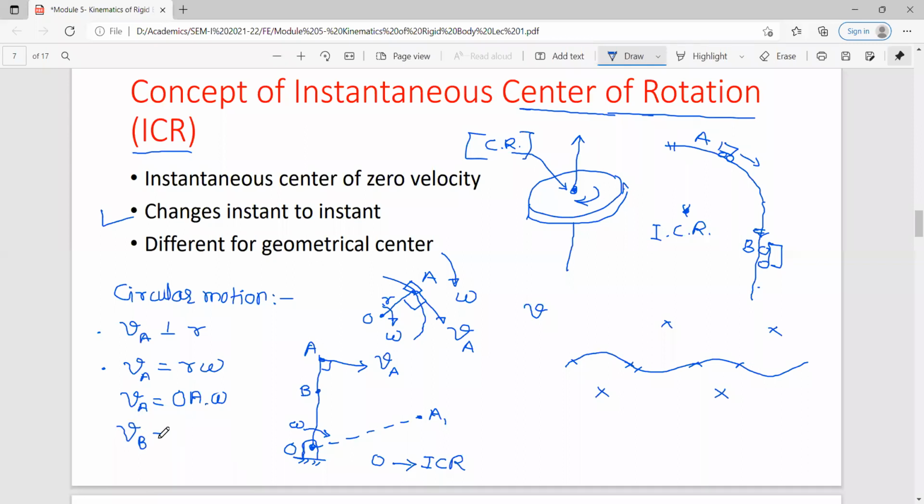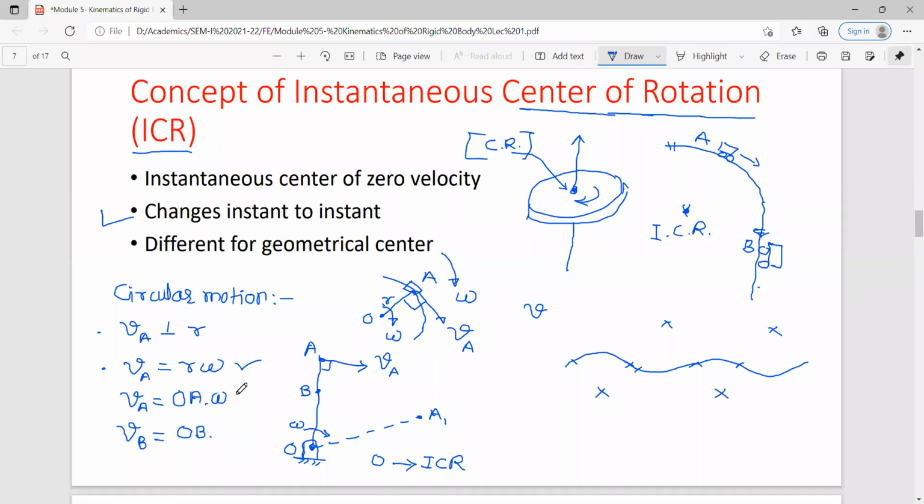What is the velocity of point B? You will say that point B is moving along the circular path, so this formula will be applicable: R into omega, radius into omega. What is the radius of point B? OB. OB is its radius, the distance of the point from the center of rotation. So I will write here OB is its radius.